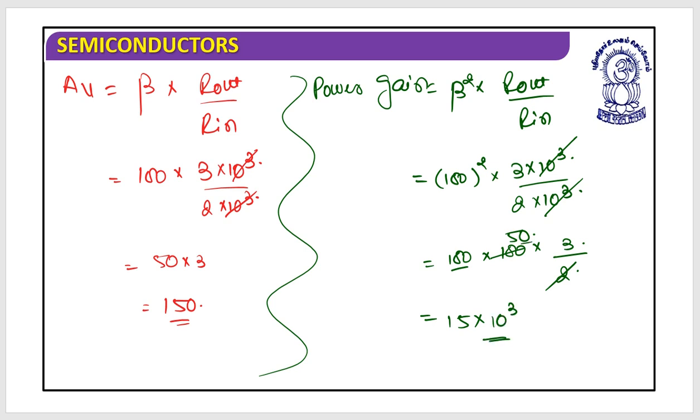So this is 15 into 10 to the power 3. It's 15,000. I hope this is clear. Is it clear? Are you sure? Can it be done? Correct. Ready for the next question. You are doing quite good. Well done. Keep going. Let's work on the next question.